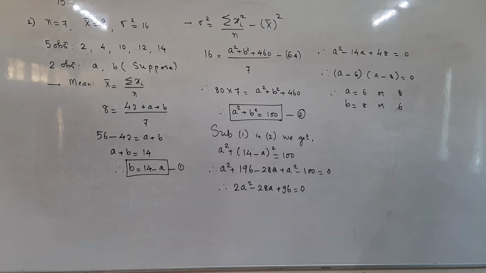Adding or subtracting k, the mean changes, the standard deviation remains the same. Standard deviation only changes when you multiply or divide. But according to the definition, standard deviation is always positive. So if you multiply by k, the new standard deviation will be mod k into the original. And if you divide by k, the new standard deviation will be the original divided by mod k. Why mod? Because according to the definition, the answer of standard deviation can never be negative.